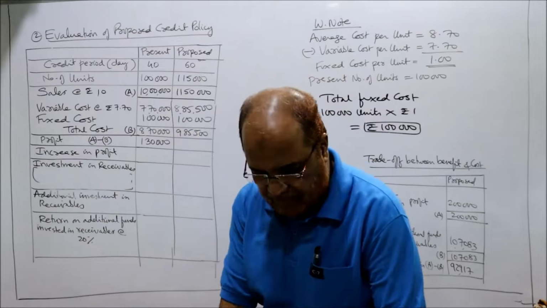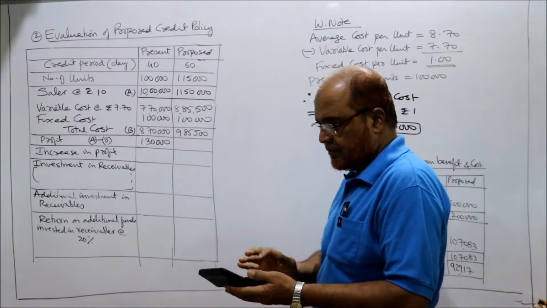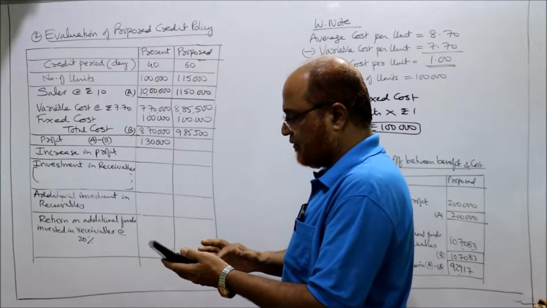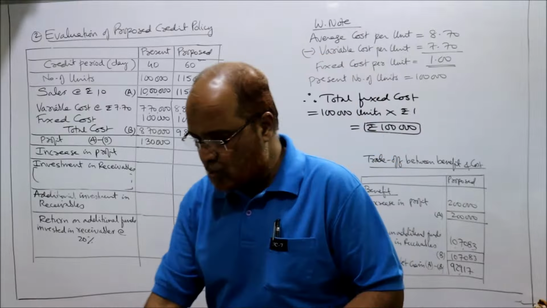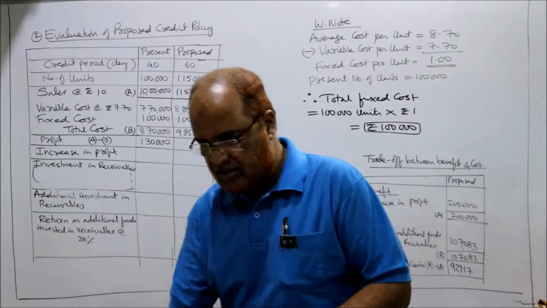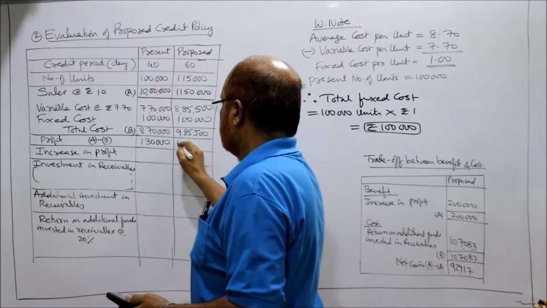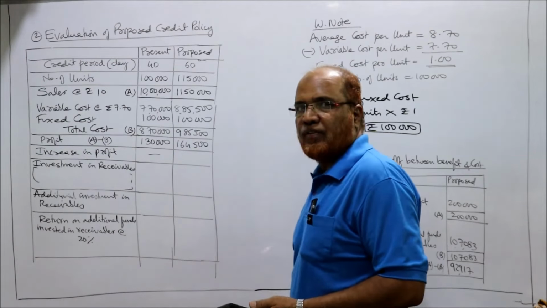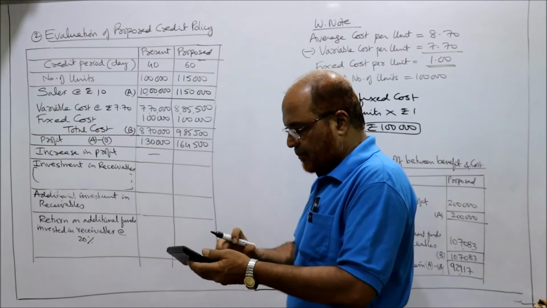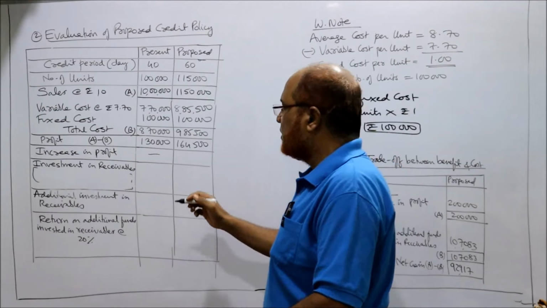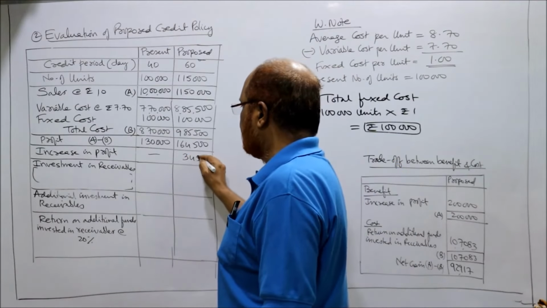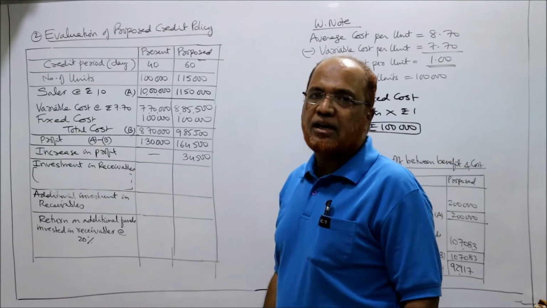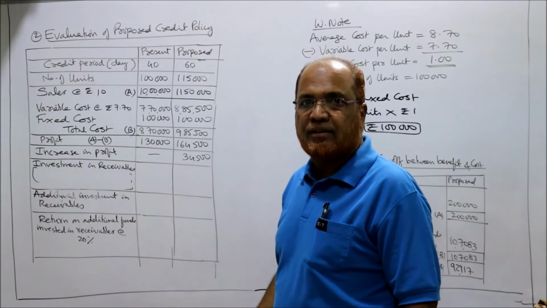Similarly 11,50,000 minus 9,85,500 comes to 1,64,500. How much is the increase in profit? So 1,64,500 minus 1,30,000 is 34,500. This is the increase in profit. This is the benefit.